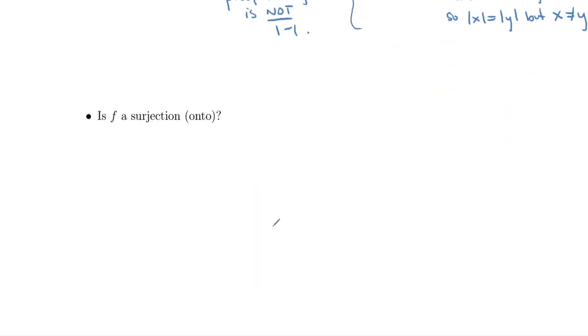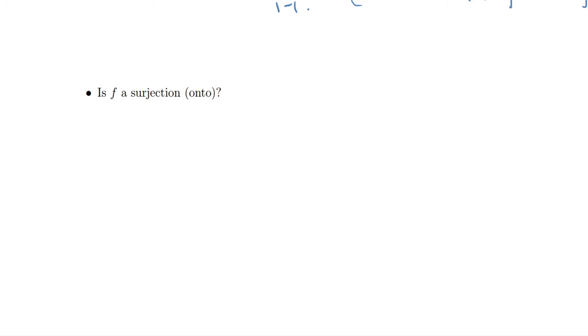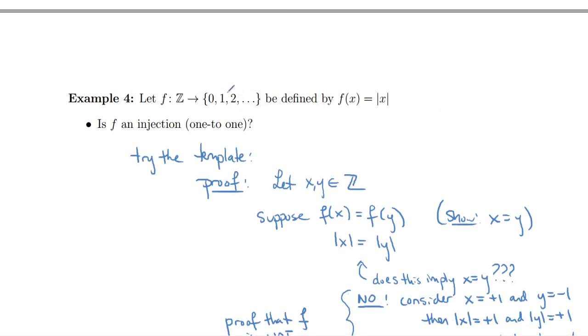What about onto? So is this function a surjection? Well, to be a surjection, you have to be able to exhibit something from the domain that is always going to hit everything in the codomain. So if you look at the codomain, when you take absolute values of integers, you're going to get answers that are in this set. So it seems likely that this will be onto, right? The absolute value of 0 is 0. The absolute value of 1 and minus 1 is both 1. The absolute value of 2 and minus 2 is 2. You see that you're always able to find something that hits everything in this codomain. So we could try to prove it using the template.